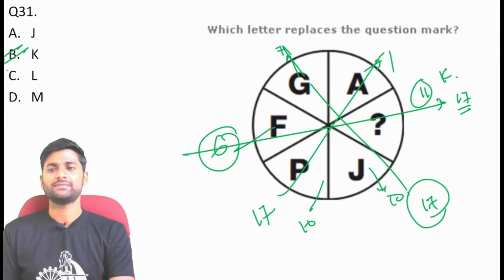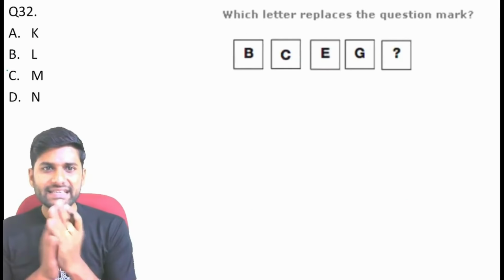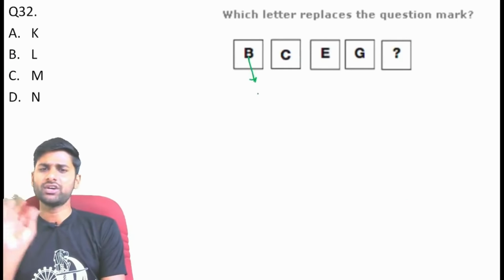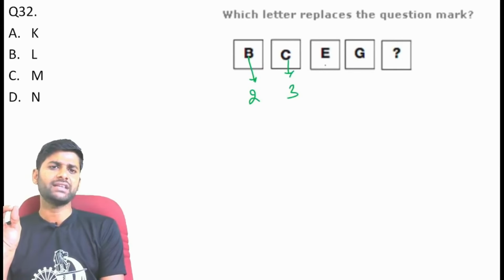K is the perfect answer. Next one. So B, C, easy. Just take it as numbers, guys. Convert it to numbers, and you can easily understand the pattern now. So this is the 5 and this is the 7. Now see, here 2, 3, 5, 7.